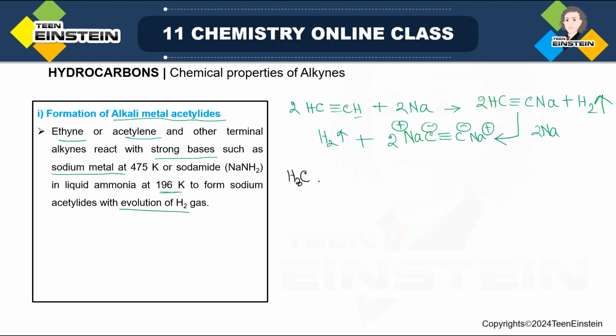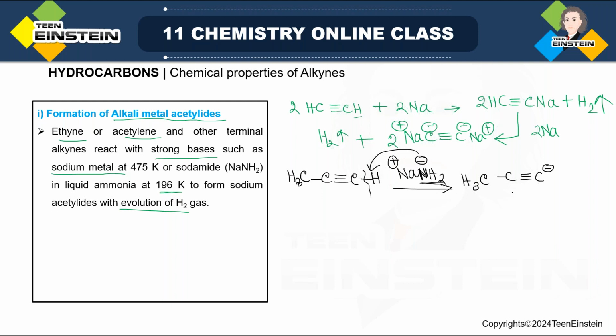Let's take another example. This time, which alkyne will we take? We have taken propyne. Now if I am treating it, instead of sodium metal you can also use sodium amide in liquid ammonia. Now in this case, CH3, C triple bond, C negative. So the NH2 part is basically the anion which will capture this hydrogen.